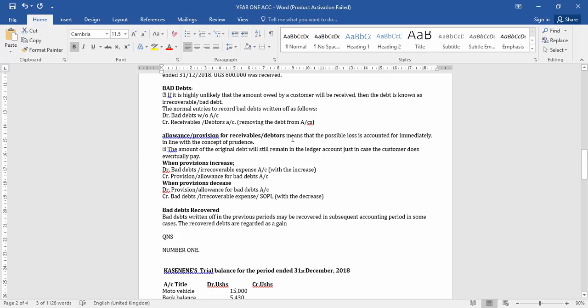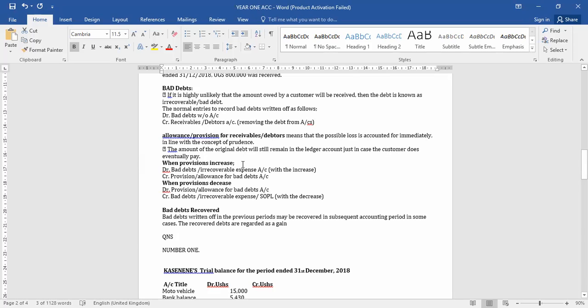Now let's see. A possible loss, allowance, or provision for receivables or debtors means that the possible loss is accounted for immediately in line with the concept of prudence. Remember the prudence concept, the principle? The amount of original debt will still remain in the ledger account just in case the customer does not eventually pay.